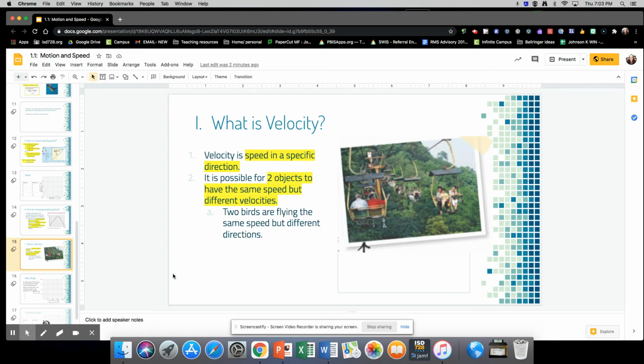Velocity is speed in a specific direction. If you look at this picture right here on this chairlift, these guys are going the same speed, but they don't have the same velocity because these people are going, let's say, to the north, and these people are going to the south, even though they're moving at the same speed. So it is possible for two objects to have the same speed but different velocities, like this chairlift. Two birds could be flying at the same speed but in different directions, so they would have different velocities.